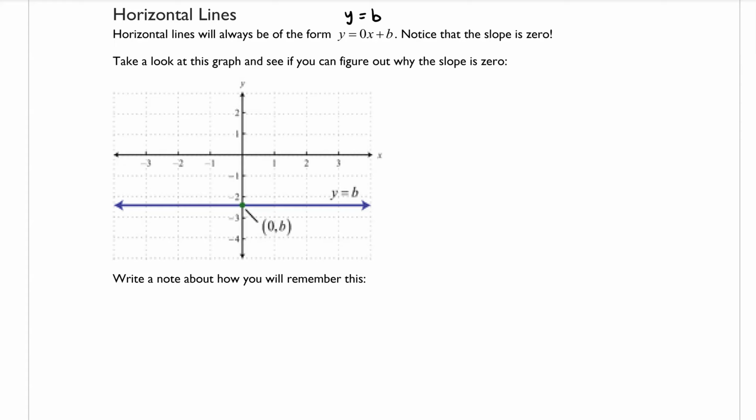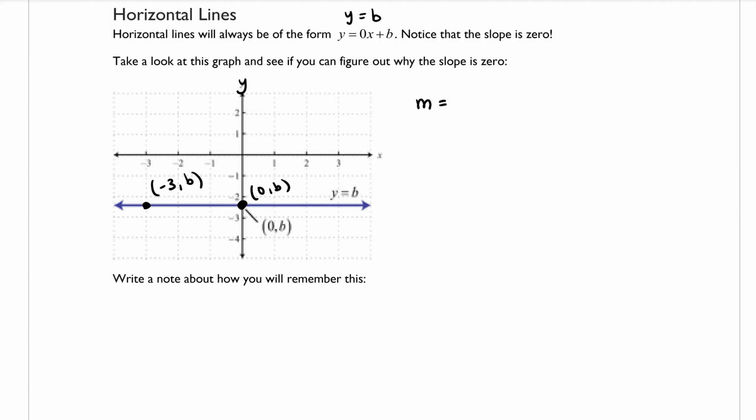So here we have the line intersecting the y-axis. So here's the y-axis at some point 0, comma b. So this point that I've highlighted here, that's 0, comma b. And let's choose another point. Maybe this one, I'm going to call it -3, comma b. And let's try to calculate the slope here.